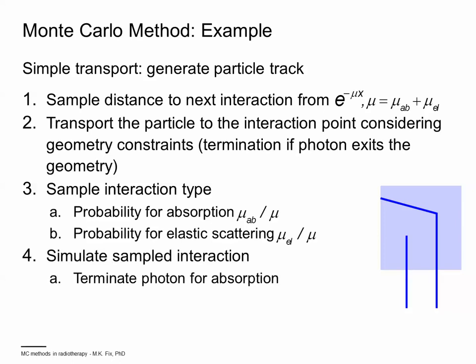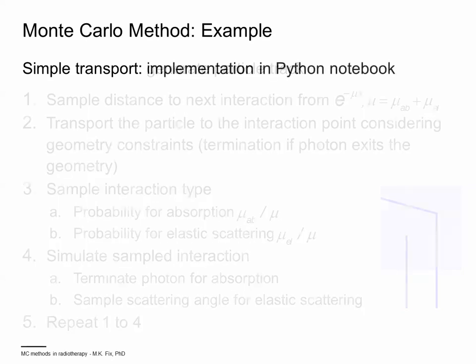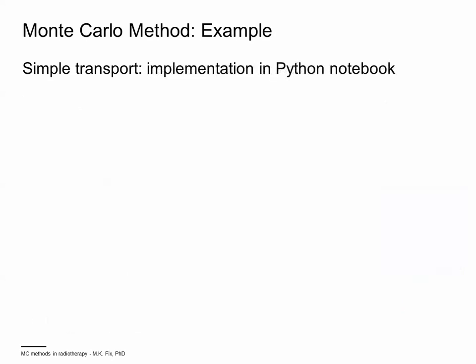Next, we simulate the sampled interaction, so either the termination for photons undergoing absorption, or sampling the scattering angle for elastic scattering. Finally, we repeat steps 1 to 4 until the photon is leaving the geometry, or is absorbed, of course. This procedure is implemented in Python and is presented in the following slides. You might use this example and gamble by yourself.